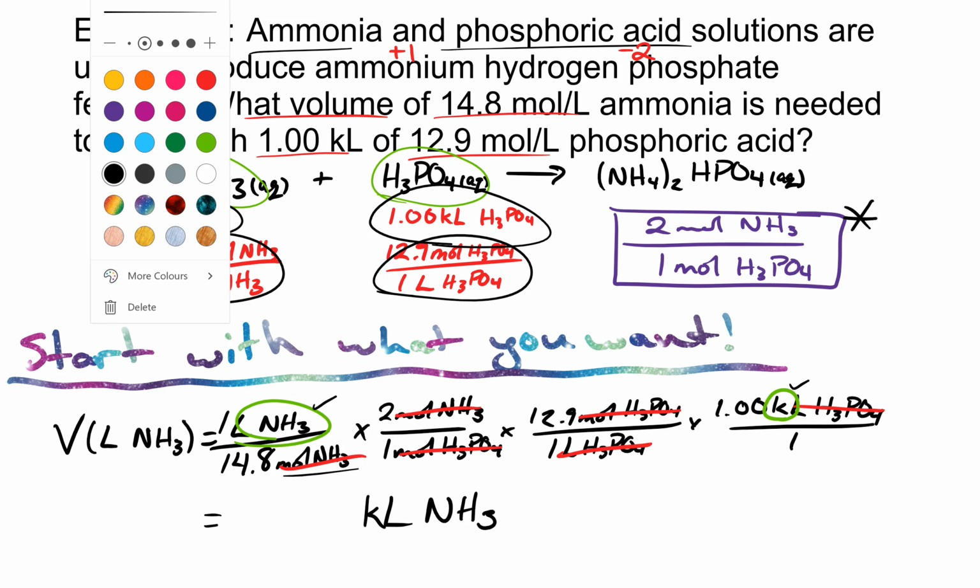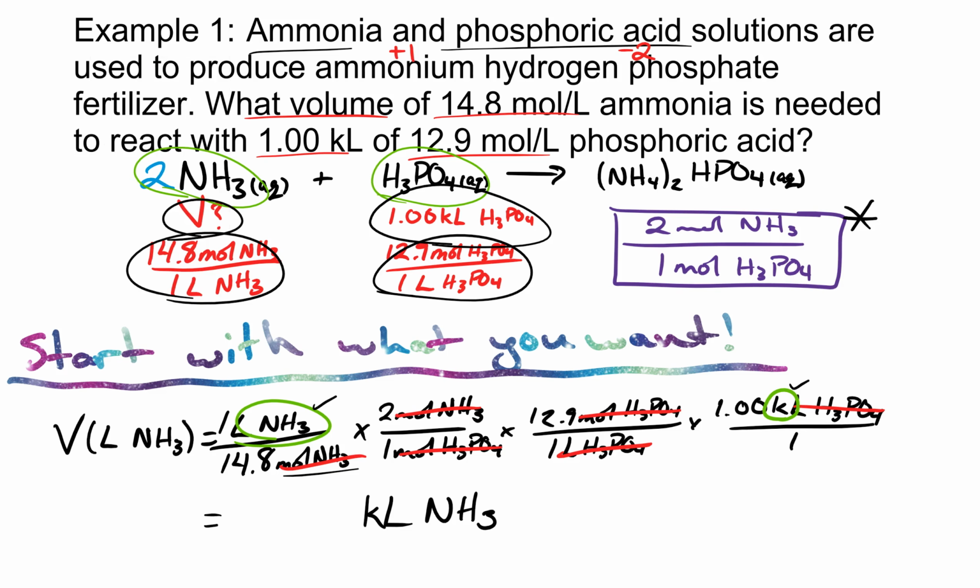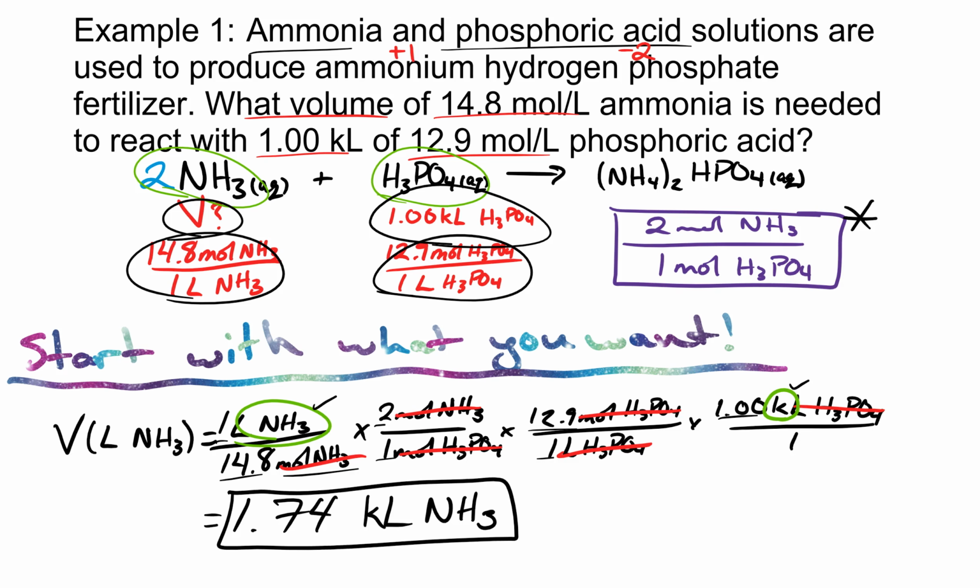If I put this into my calculator, I'm going to get, let's see, 1 times 2 times 12.9 times 1 divided by bracket 14.8 times 1 end bracket. I should get 1.74 kiloliters of ammonia. Perfect.